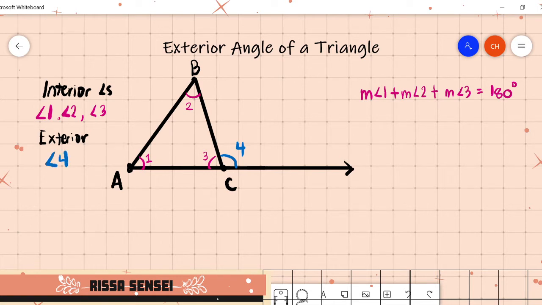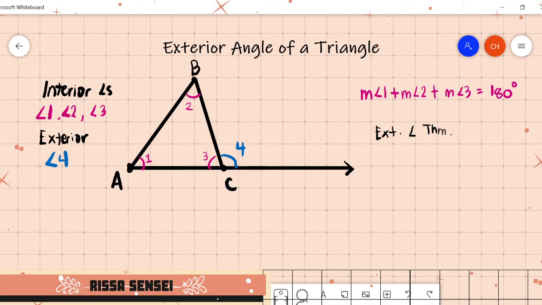Okay. Meron tayong tinatawag na exterior angle theorem. Anong meron sa exterior angle theorem? So when we say exterior angle theorem, the sum of the remote interior angles is equal to the exterior angle.